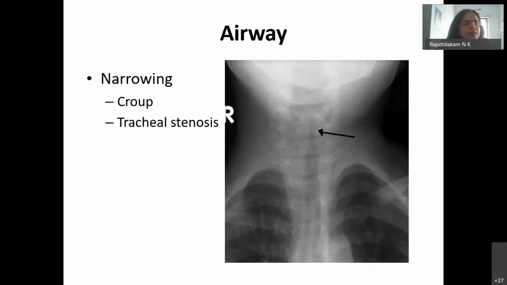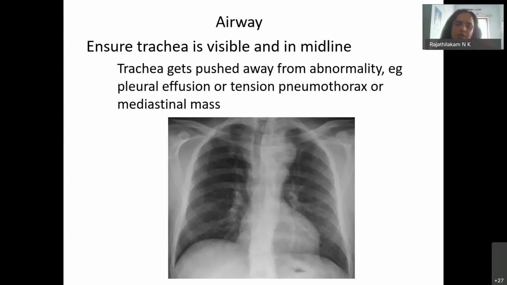And the next slide: ensure the trachea is visible in the midline. The usual position of the trachea is the midline. The trachea gets pushed away from the abnormality, for example in pleural effusion, tension pneumothorax or mediastinal mass. Here, due to the mediastinal mass, the trachea is pushed away from the abnormality. And the trachea gets pulled towards the abnormality in case of atelectasis or collapse.